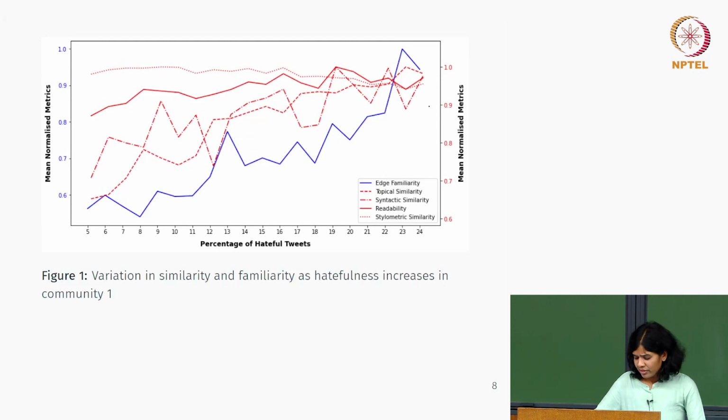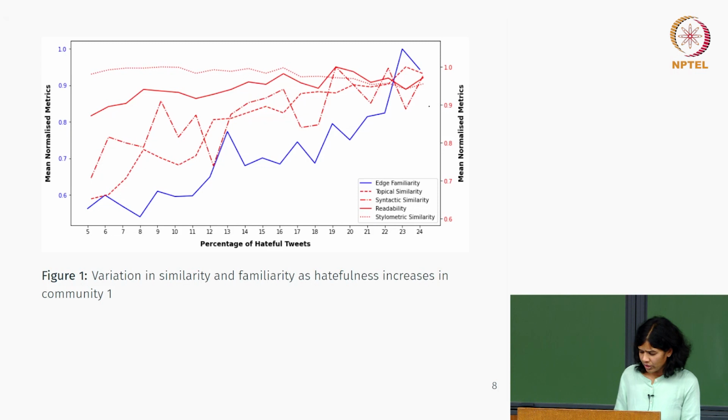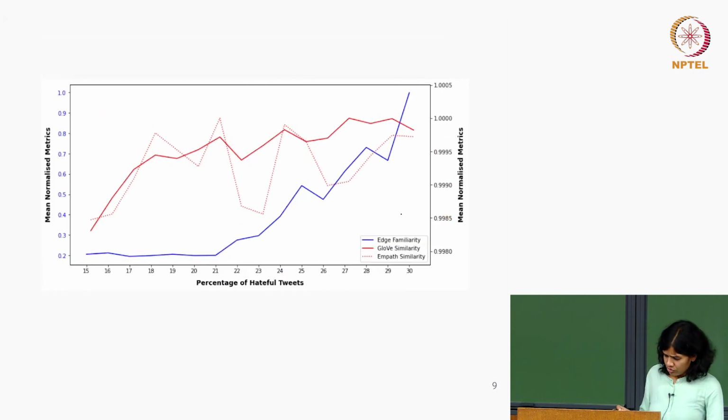Okay. So we tried different types of similarity. It's not just one way of computing similarity; we have different ways. If you see all these red curves, red plots, there is stylometric similarity, readability, syntactic, topical similarity. But the trend is sort of the same for all kinds of similarity metrics.